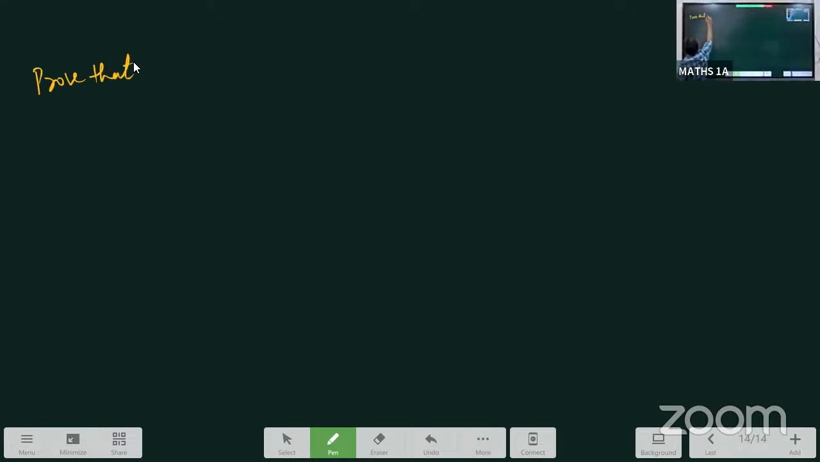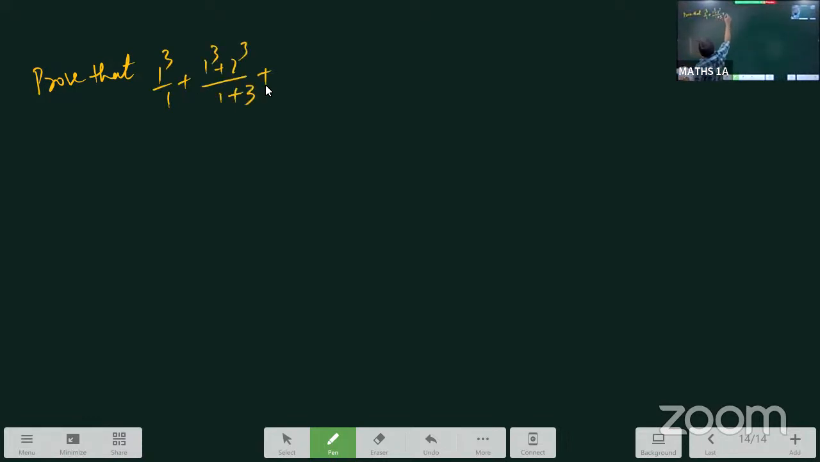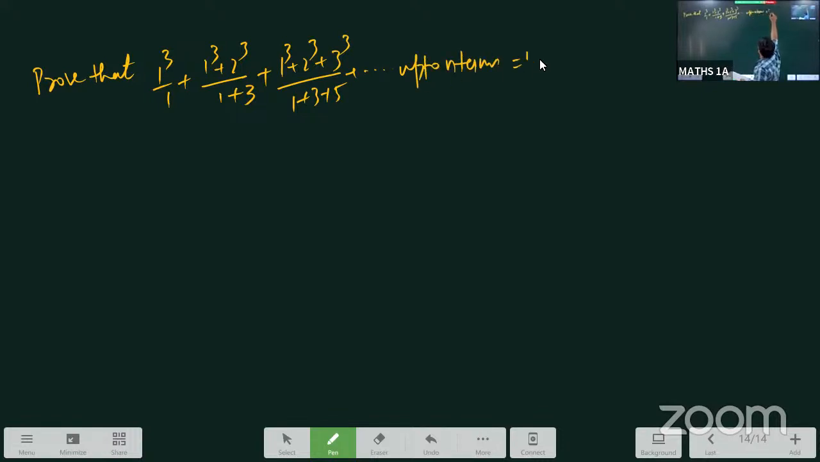Next, prove that 1 cube by 1 plus 1 cube plus 2 cube by 1 plus 3 plus 1 cube plus 2 cube plus 3 cube by 1 plus 3 plus 5 plus so on up to n terms is n by 24 into 2n square plus 9n plus 13. This we are going to prove now.